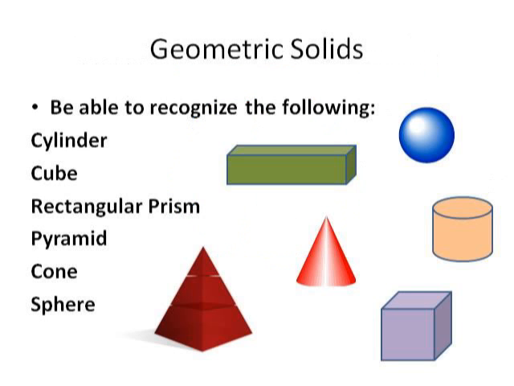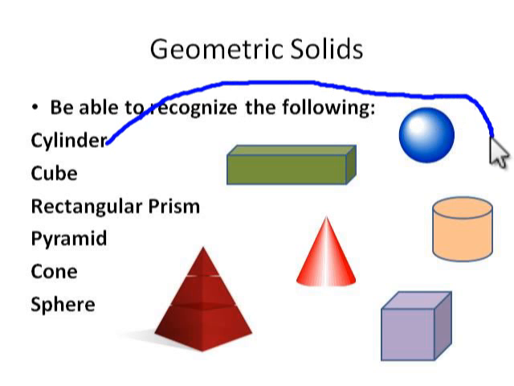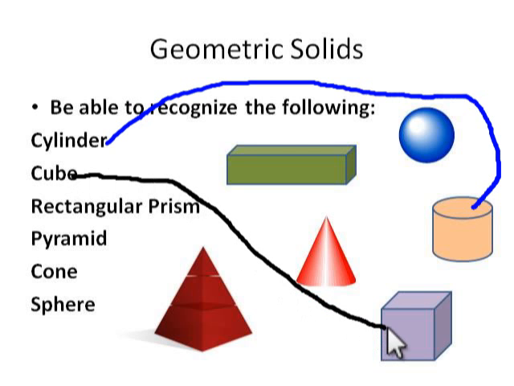Finally, we have some geometric solids that I would like for you to be able to identify. Let's start with cylinder. We're going to match these up. The cylinder is this orangish picture over here. That is a cylinder. Next, we have a cube. The cube looks just like a die. I think everybody knows that that is a cube.